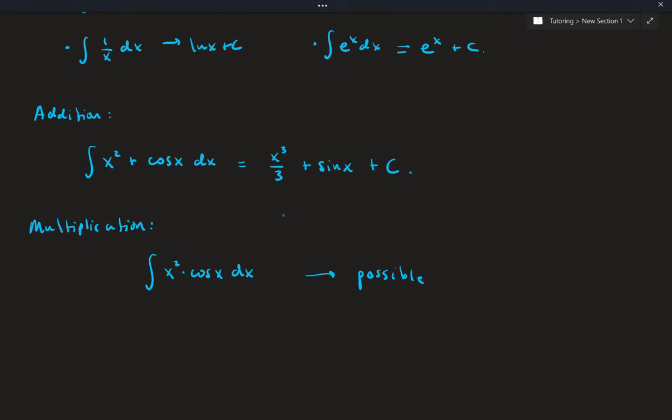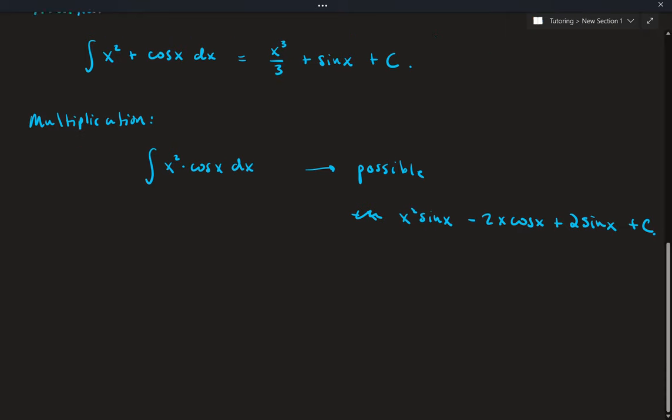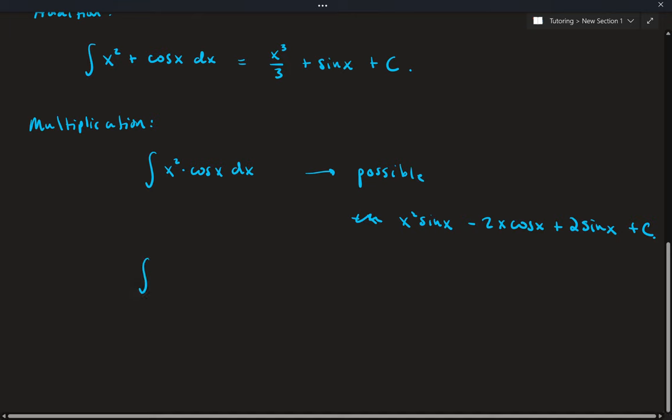So some of them are possible. And I believe you would get, I think it's going to be like x squared sine x minus 2x cosine x plus 2 sine x. I think I might have a minus sign off or something. But needless to say, you don't need to know how to get here. That's what we're going to talk about in the next video. But now I want to talk about how sometimes it can happen that an integral is impossible.